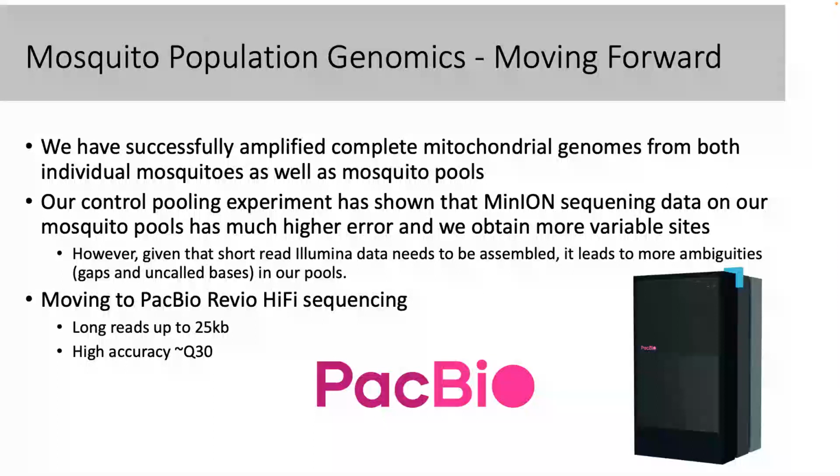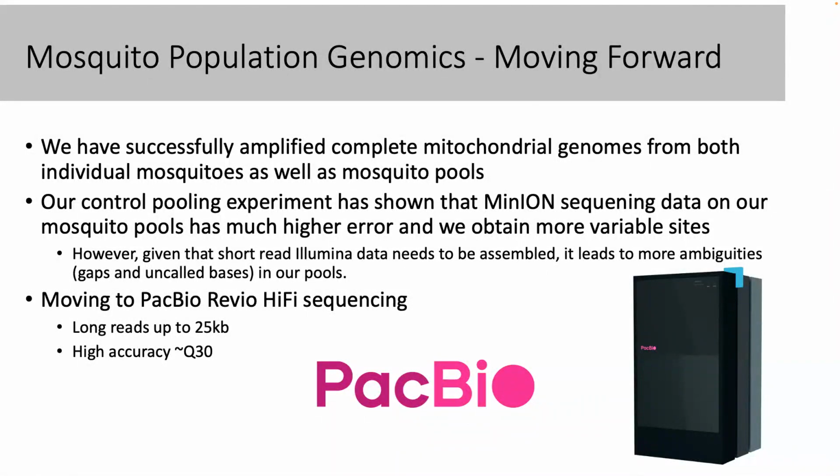And so moving forward, we have shown that we can amplify the complete mitochondrial genome with both individual mosquitoes and pooled mosquitoes. And then we've also shown in our controlled pooling experiment that the Minion sequencing data on our pools is much higher error and we obtain more variable sites. However, the Illumina data with short reads leads to ambiguities when we reassemble.